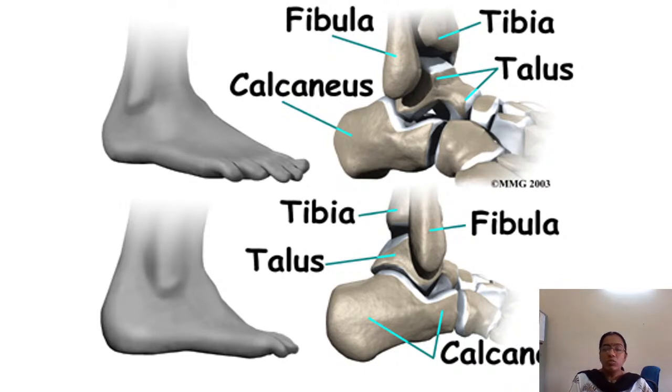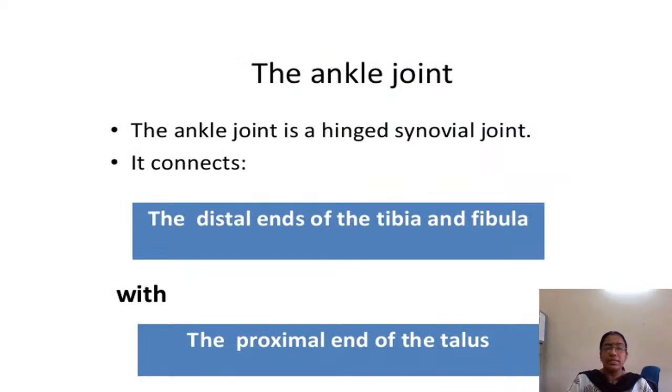As we have said, what is the type of the joint the ankle joint is? The ankle joint is a modified hinge joint. And it is a uniaxial joint, means only in one axis the movement takes place. So that is about the type of joint, means it is a hinge synovial type of joint which is uniaxial, means only in one axis, that is dorsiflexion and plantar flexion, the movement takes place.